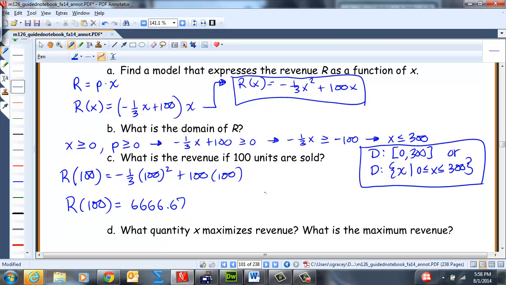And that's in dollars. That's approximate.